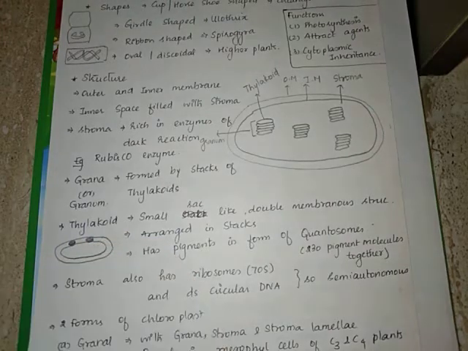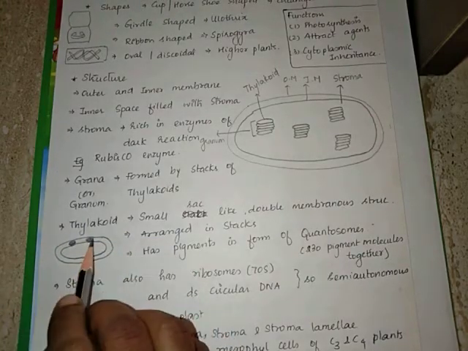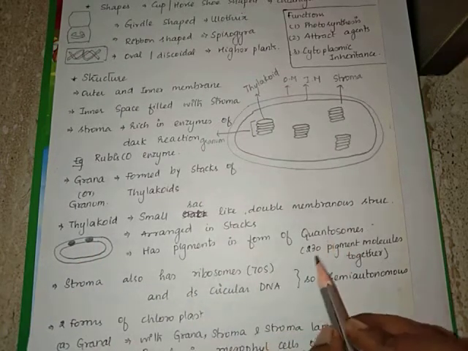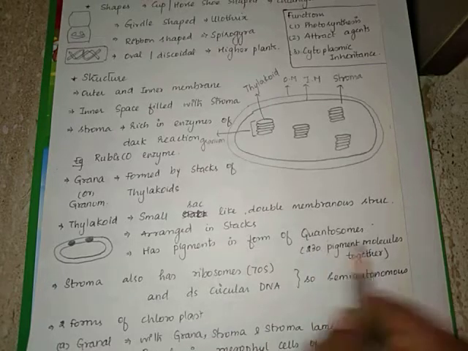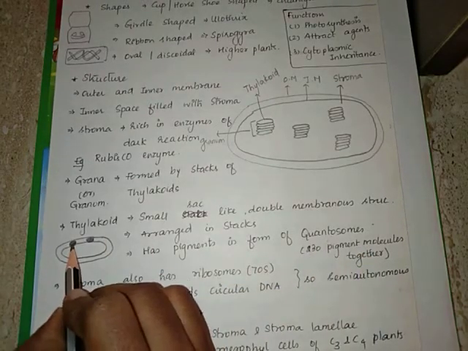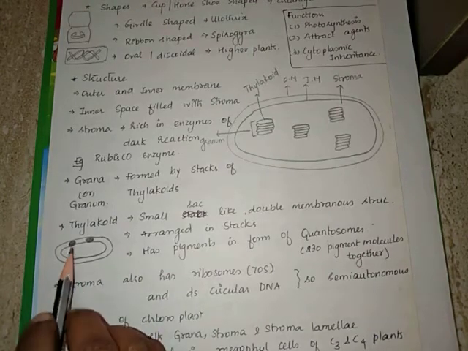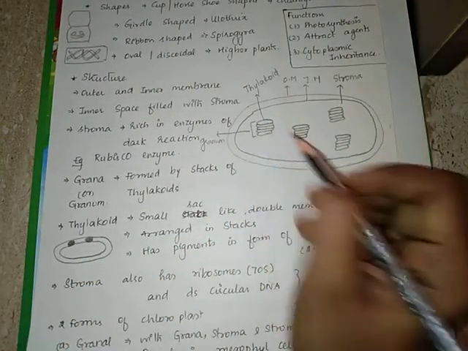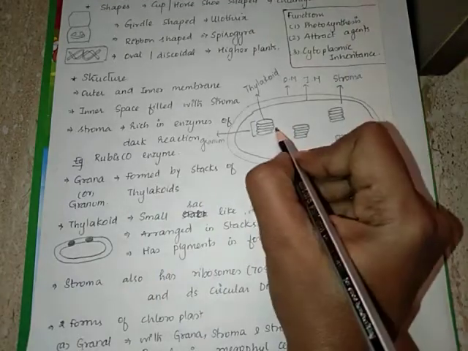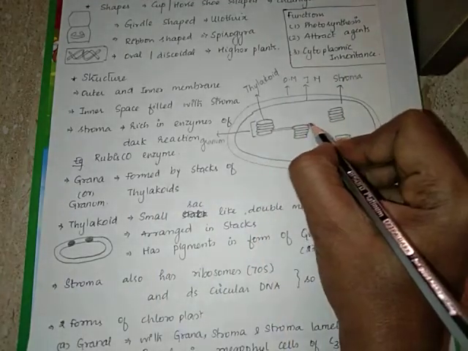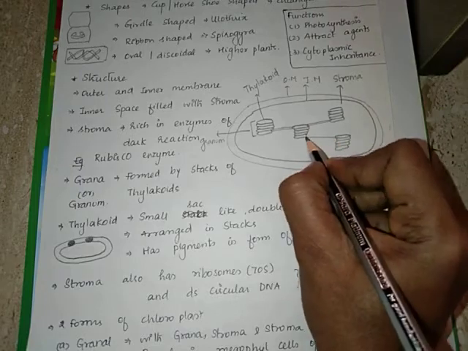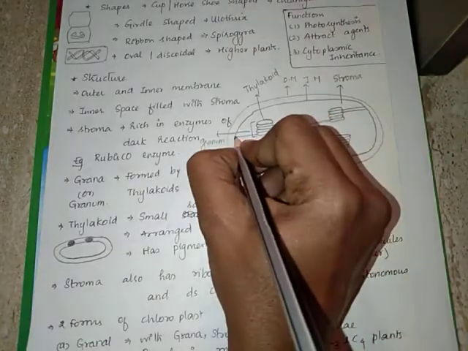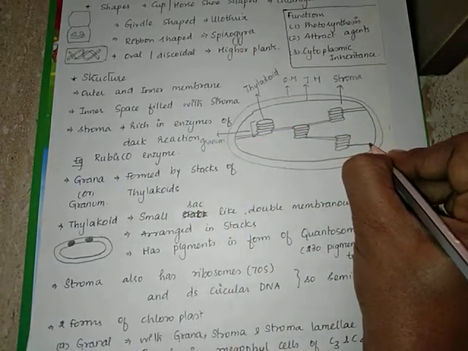the photosynthetic pigments. The photosynthetic pigments are found in groups, and these groups are called quantosomes. One quantosome will have approximately 230 pigment molecules. So this is one quantosome, and it has approximately 230 pigment molecules. So this is a single thylakoid. Many thylakoids would be stacked on each other forming grana, and these grana would be interconnected to each other as well as connected to the inner membrane of the chloroplast.